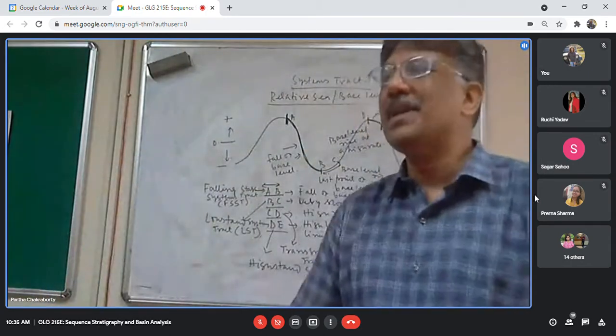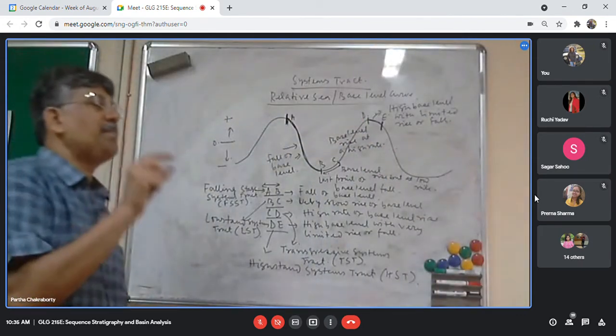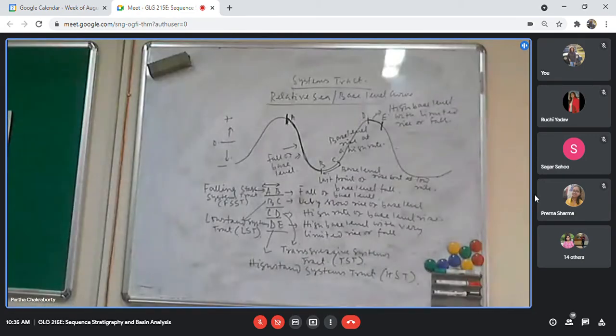So what is a system tract? A system tract is a part of a depositional sequence, which is marked by a definite stratal stacking tendency. A definite stratal stacking tendency.